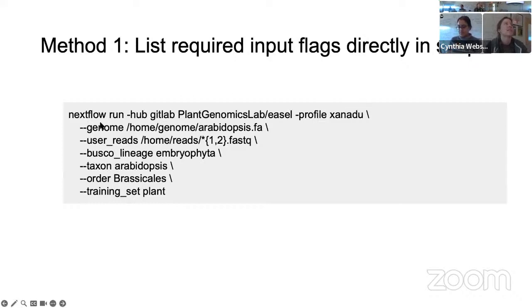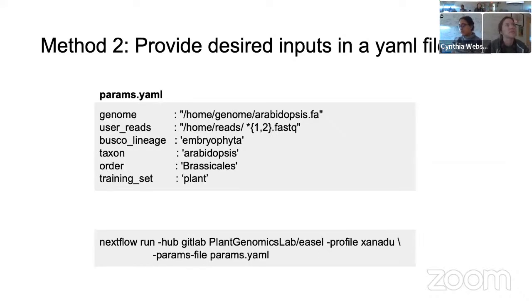For your institution. All of these flags, so double dash is your own flag, one dash is typically just the Nextflow flag. This is where you actually put in either your path to your genome, path to your user reads, path to SRA if you wanted to do that, or BAM, your BUSCO lineage. Again, I put embryophyta for this example, but you can do the same for your order, taxon, which could be a genus, could be your species, could be a kingdom. Your order for OrthoDB filtering, and then a training set, which is leveraged downstream for our structural annotation filtering. So this is method one. This is all in a single script. Method two is a little different. I actually prefer to do it this way. I think it's more organized, and it's nice to have a YAML file for each species I'm trying to annotate. All you need to do is provide all of your parameters, a colon.